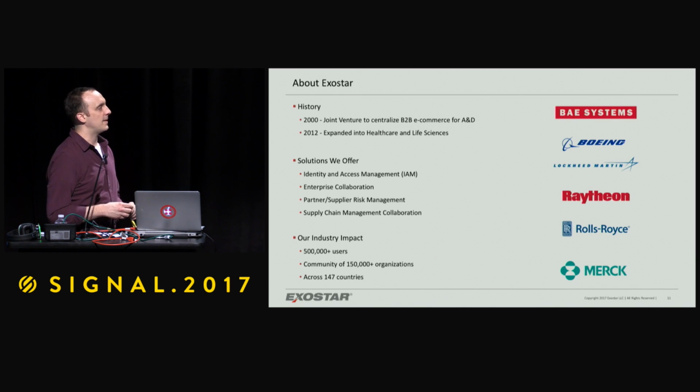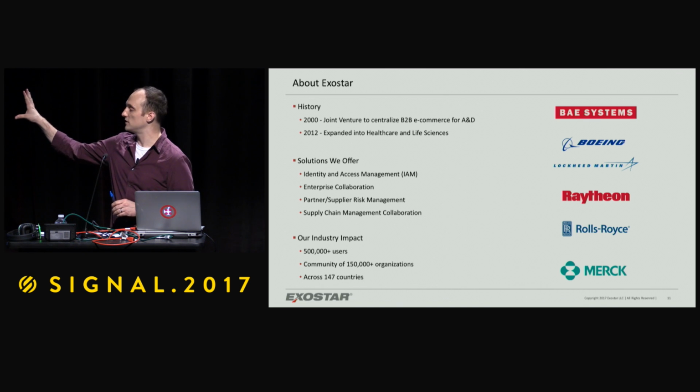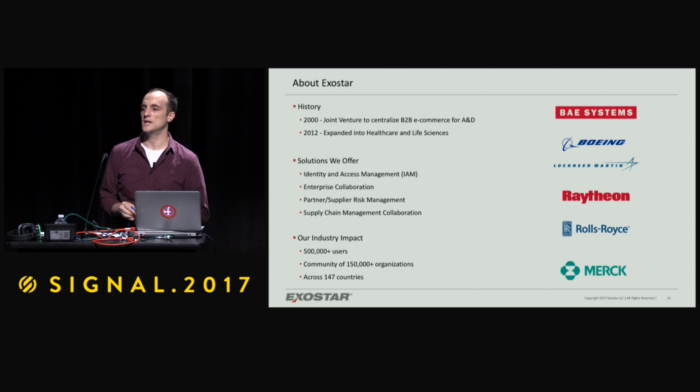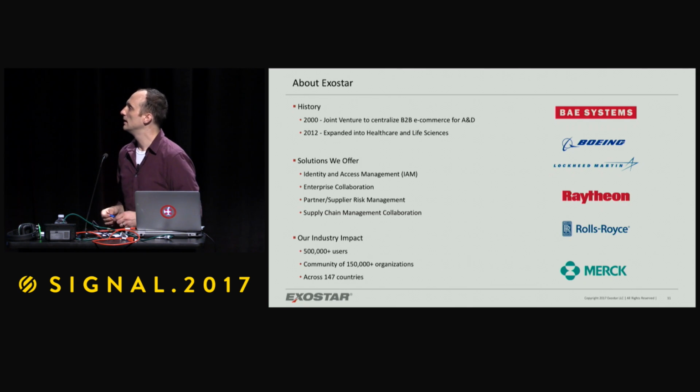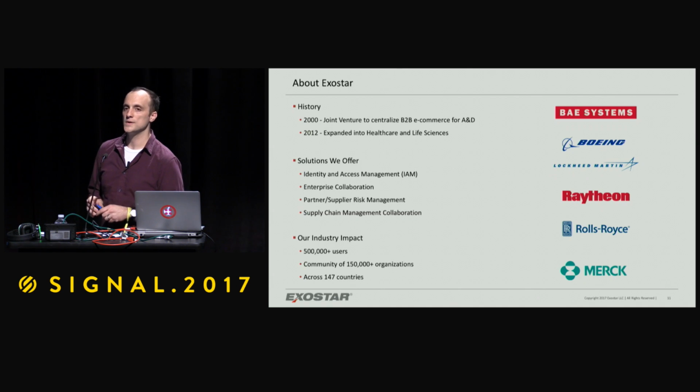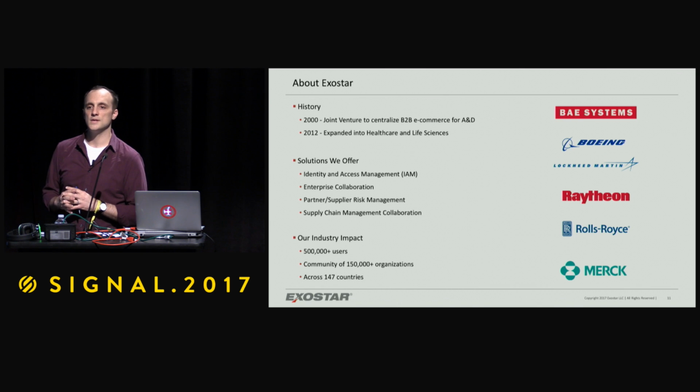So, a little bit about Exostar for a moment here. We were founded as a joint venture between five of the top aerospace and defense companies on that slide. So Exostar is jointly held by all of those companies. In 2000, BAE Systems, Boeing, Lockheed Martin, Raytheon, and Rolls-Royce spun Exostar out to centralize their supply chain management applications.